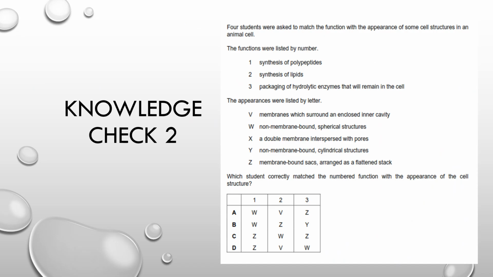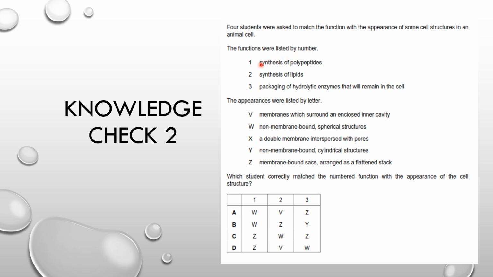All right, look at what I'm trying to say. So let's check it out. Look at this, I think we've done this. It said four students were asked to match the function with the appearance of some cell structures in an animal cell. So let's try this. The functions were listed by number.